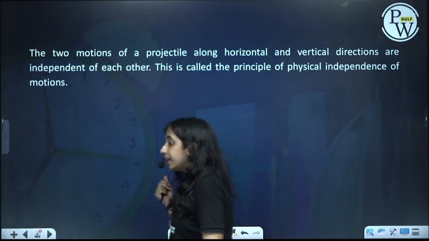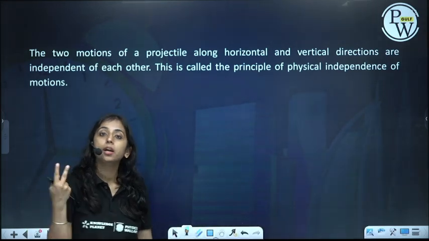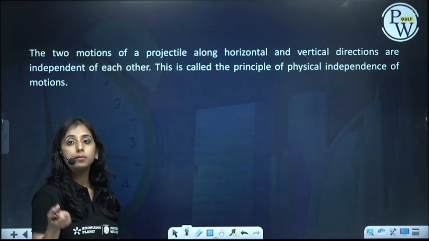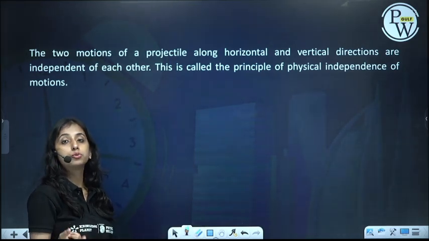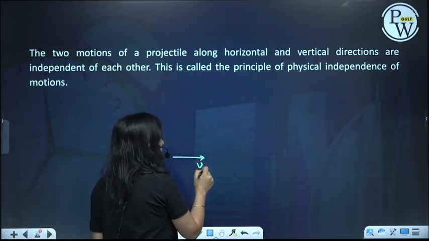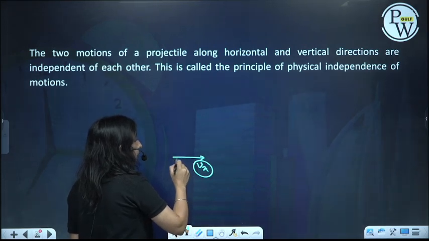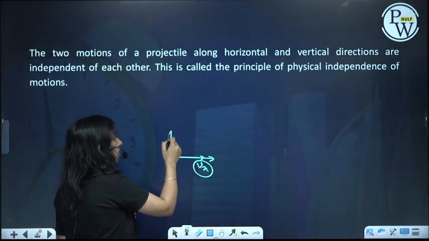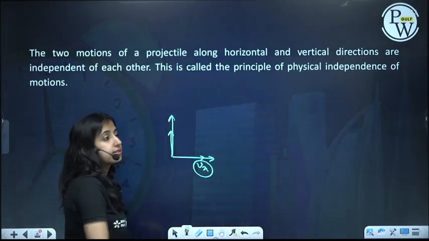Okay, we separate the motion of the particle in two mutually perpendicular directions. Now we know that two mutually perpendicular directions do not influence each other. So a velocity in x can only be changed by acceleration in x. Similarly, a velocity in y can only be changed by acceleration in y.